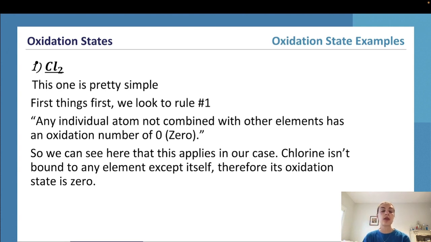and so we can say that any individual atom not combined with other elements has an oxidation number of 0. So we can see that this is going to apply here to this case because chlorine isn't bound to any element other than itself. So each chlorine atom is going to have a charge of 0, and the overall Cl2 is going to have a charge of 0.